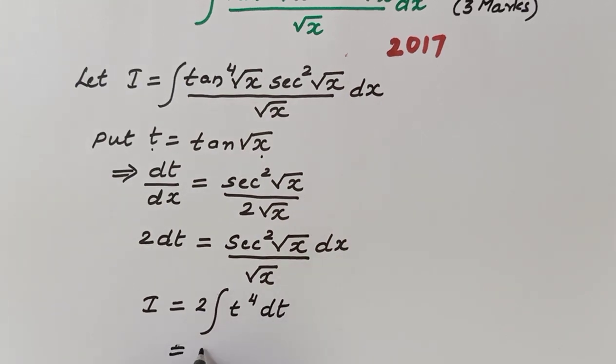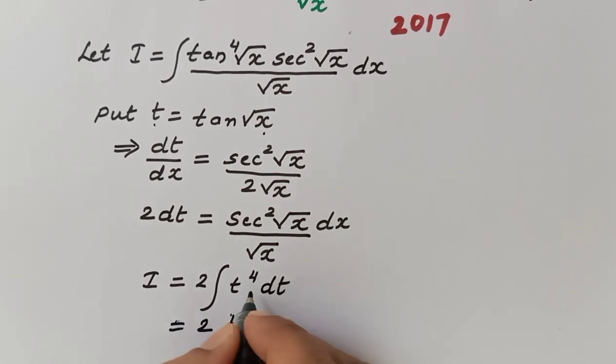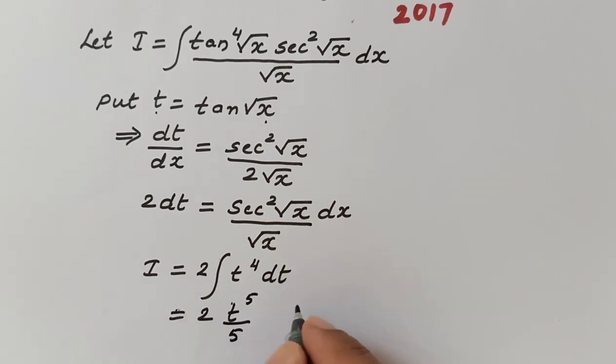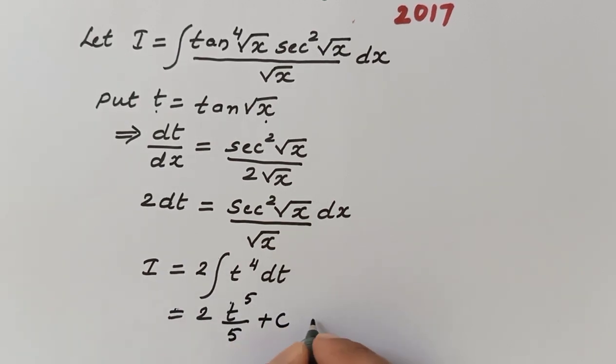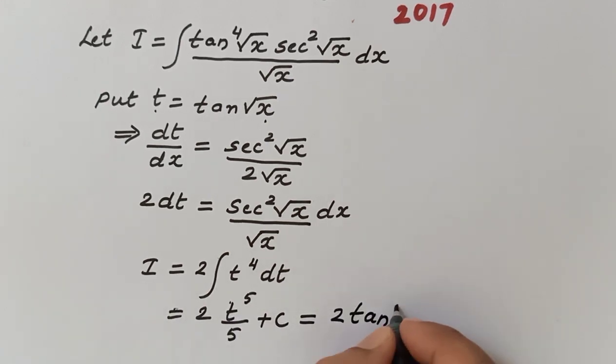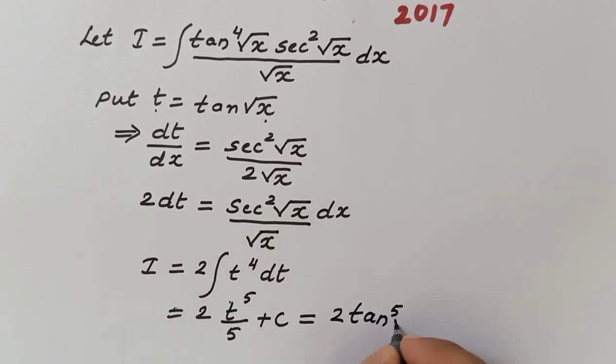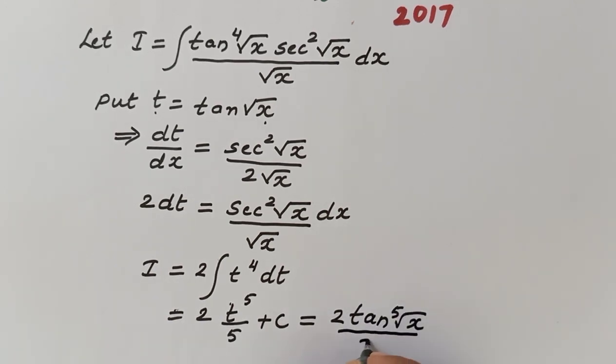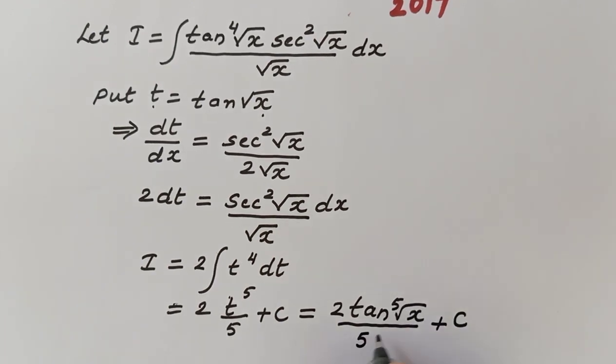So now integrating this, I will get, what is the power here? Making use of the power rule, that is 4 plus 1 equals 5, and again divide by 4 plus 1 equals 5, plus c. Or I can write it as 2 into, what is t? Tan root of x, it is power of 5, by 5 plus c. So 2 tan to the power of 5 root x by 5 plus c.